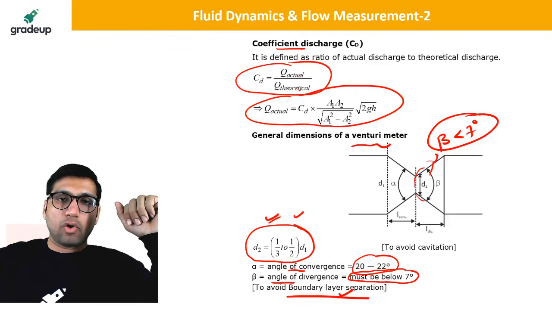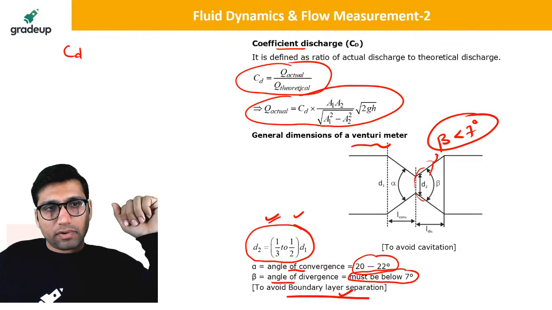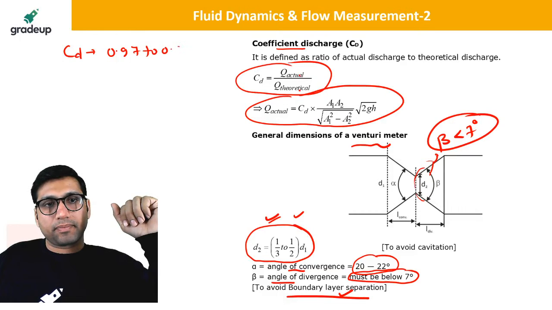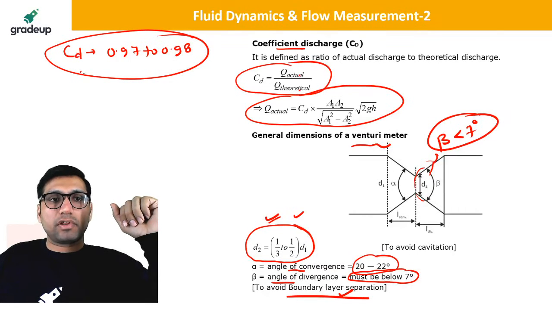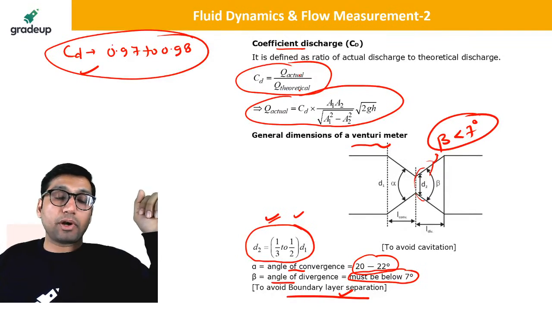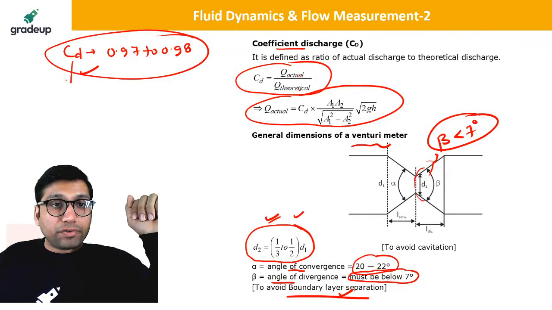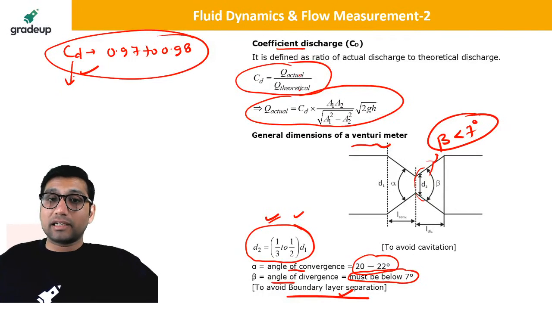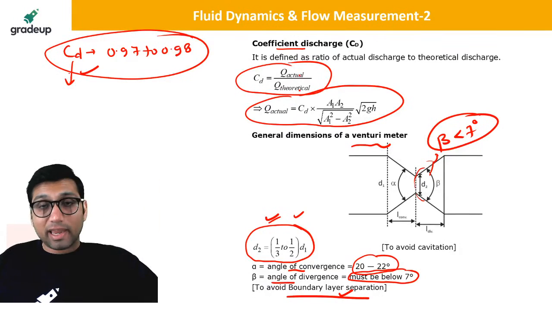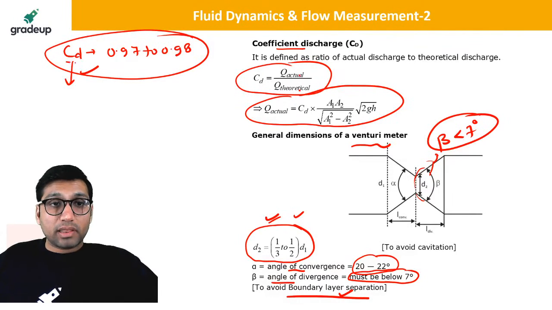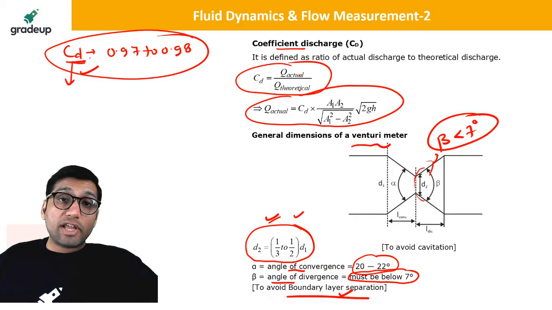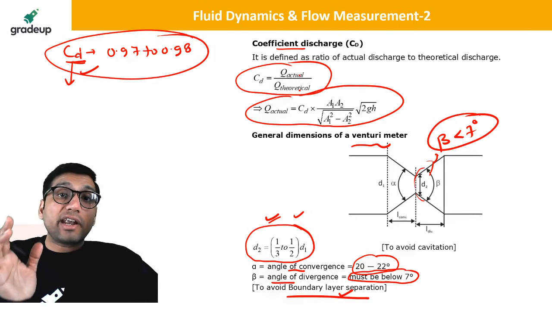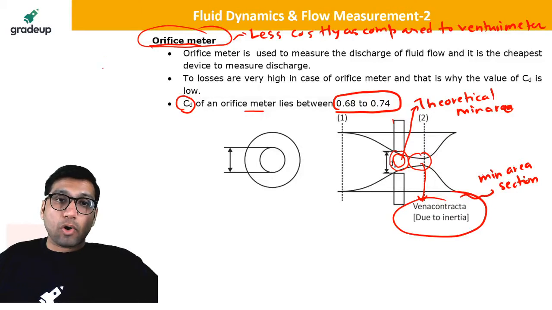It is very important. While the coefficient of discharge for the Venturi meter lies between 0.97 and 0.98. So the coefficient of discharge is more for the Venturi meter as compared to the orifice meter. See, the higher the coefficient of discharge, the more correct the discharge you will get from a particular device. So because it has a higher coefficient of discharge, the Venturi meter will give a more accurate reading of discharge as compared to the orifice meter, which has a lower coefficient of discharge.